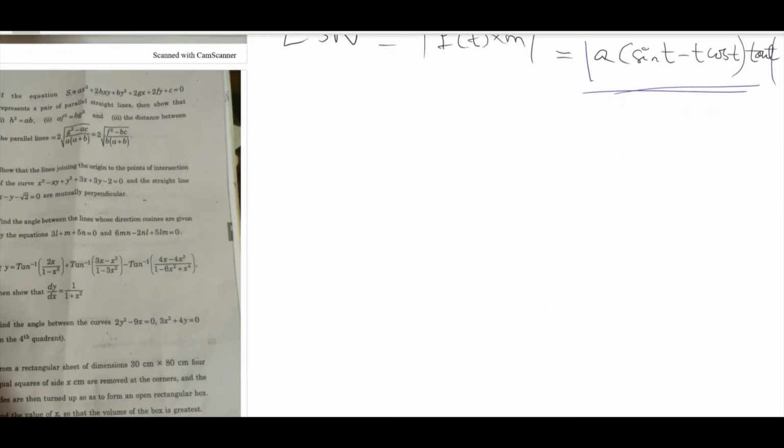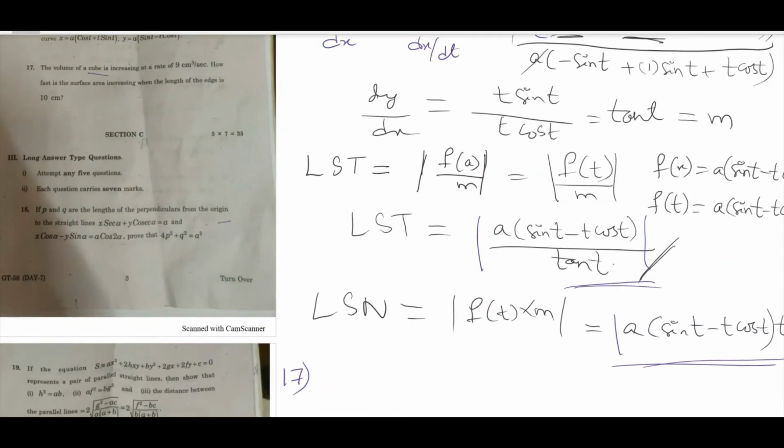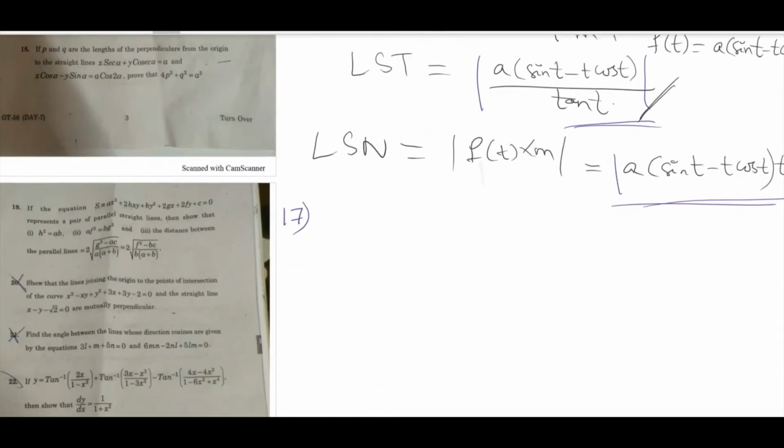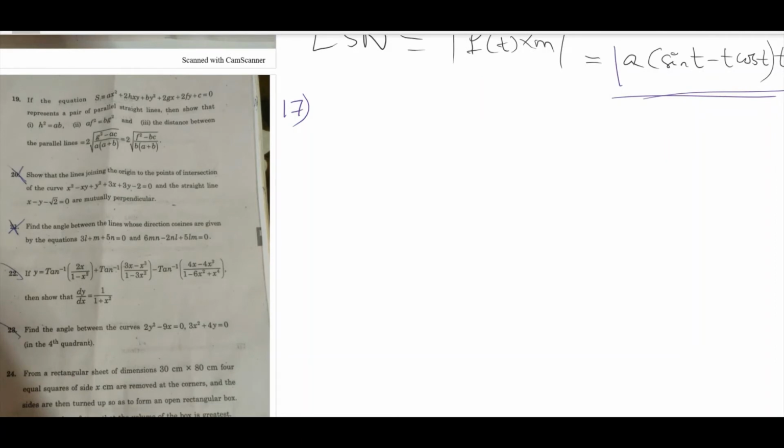And the next question is the 17th question. The volume of a cube is increasing at a rate of 9 cm cube per second. How fast is the surface area increasing when the length of the edge is 10 centimeters? So given that the volume of the cube is increasing, let us say dV by dt equals 9 centimeter cube per second.